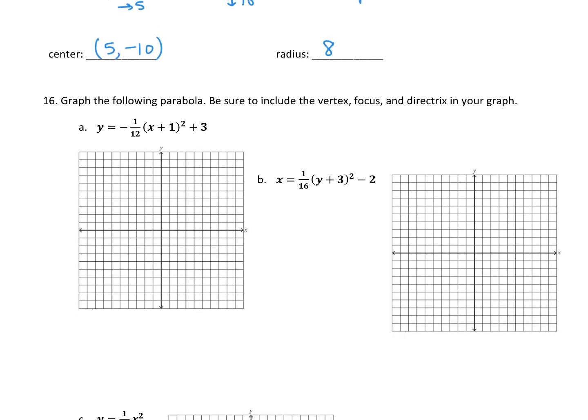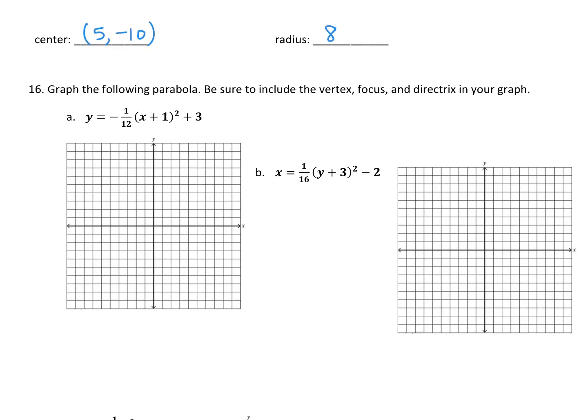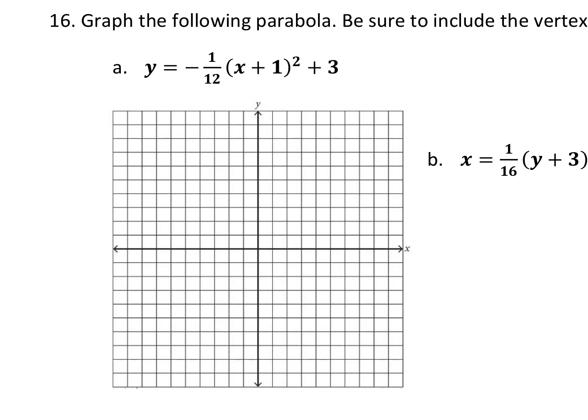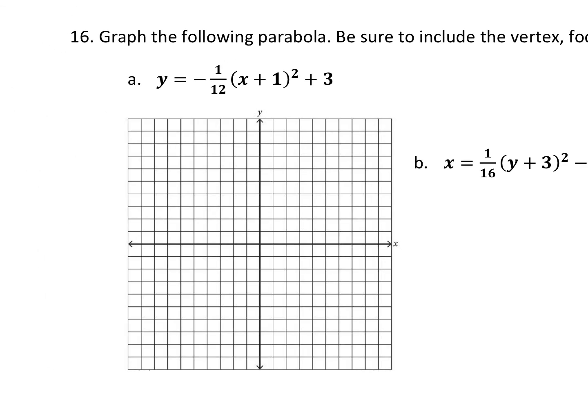All right, last 3. We're going to do some graphing here. So part A, y equals negative 1/12 times x plus 1 squared plus 3. So this is an equation of a parabola. Only one of the variables is being squared, which is the x. The x is being squared. It's a y equals parabola, so it's going to open up or down.